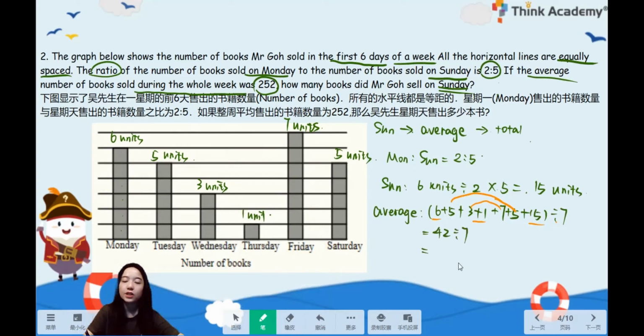And then divide it into 7 equal pieces. It is 6 units. Because 6 units represent 252 books, we can find how many books 1 unit represents. Then for Sunday, it includes 15 units. So remember to multiply by 15. First, 1 unit equals 42 books, multiplied by 15 units. In this way, we can get that Sunday sold 630 books. Remember to write down the final conclusion.